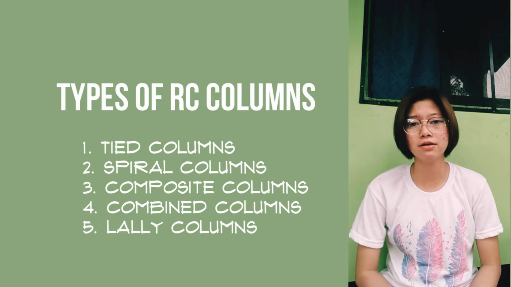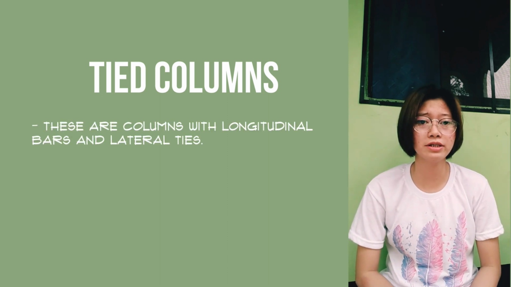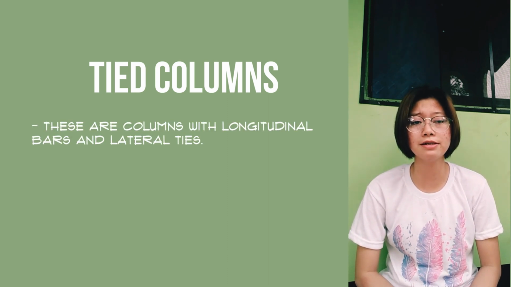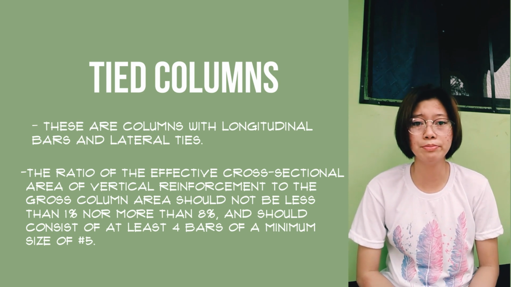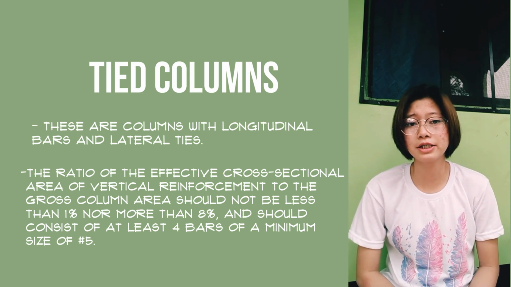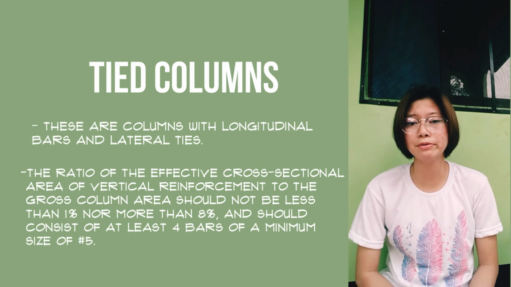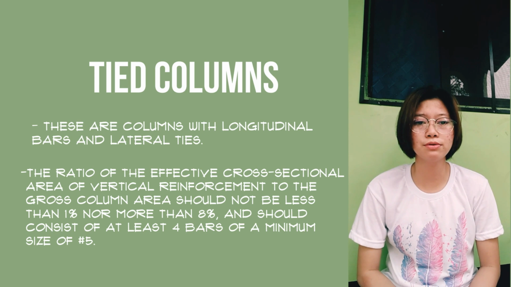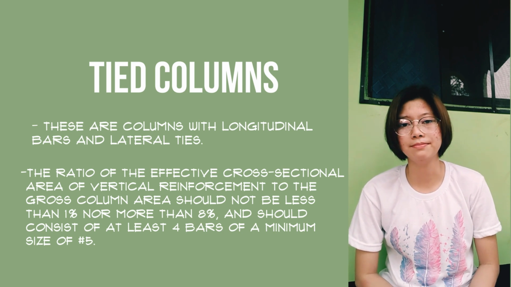First is tied columns. These are columns with longitudinal bars and lateral ties. The ratio of the effective cross-sectional area of vertical reinforcement to gross column area should not be less than 1% nor more than 8%, and should consist of at least 4 bars of a minimum size of number 5.